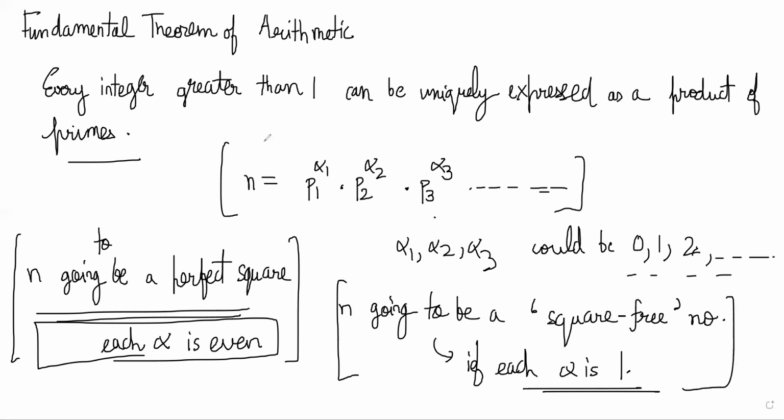From this prime factorization, we can also find the total number of divisors of n. Is it like alpha?